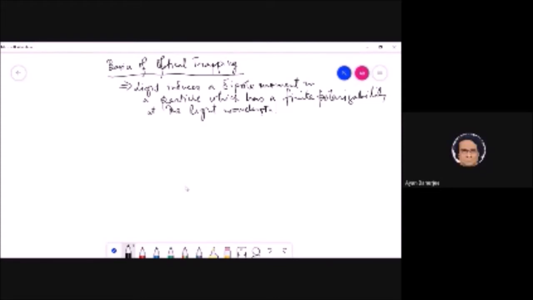Sir, do you think the radiation pressure can also be used as a force? No, no. Radiation pressure in this case does not. The radiation pressure force is a destabilizing force. It acts in the direction of the light, so it pushes the particle out. So it is not confining.